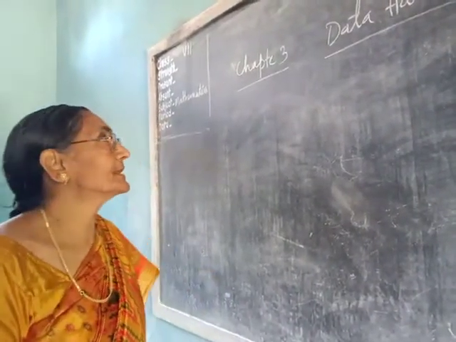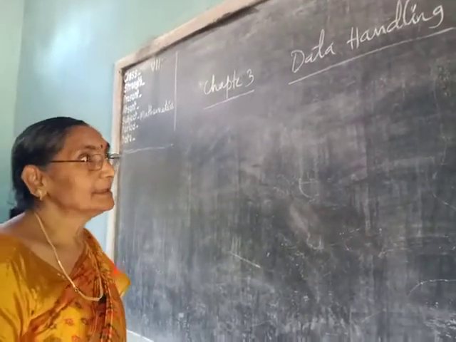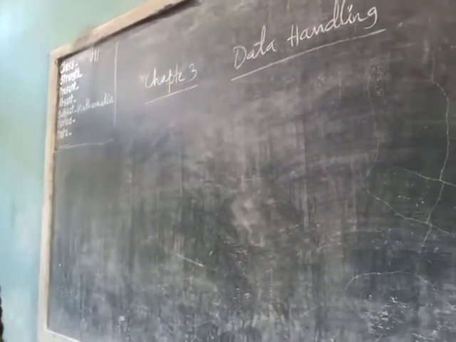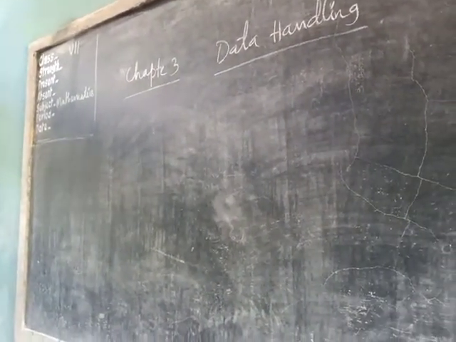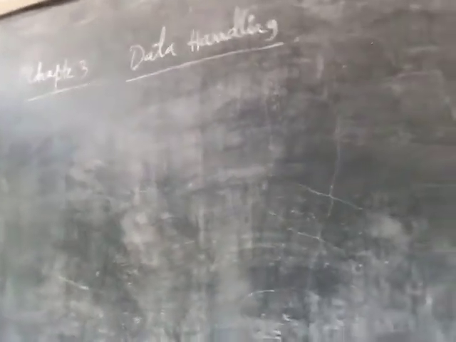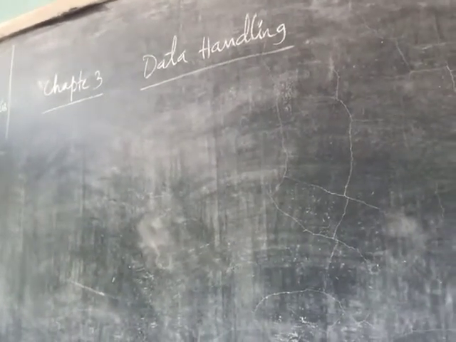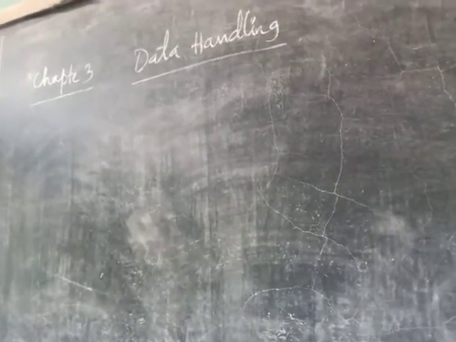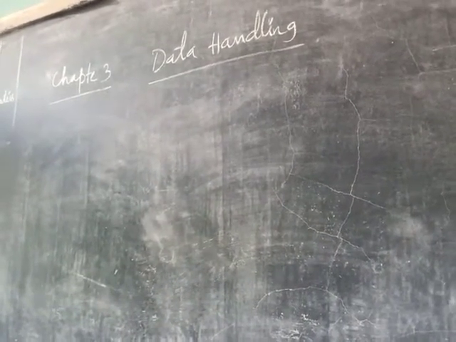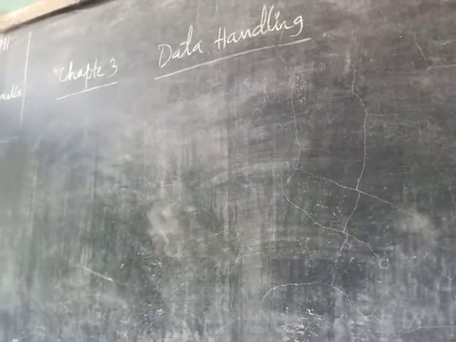Today we are going to study chapter 3 in data handling. In the last class we studied that information collected can first be arranged in a frequency distribution table. Now that information can be put in a visual representation in the form of a bar graph.